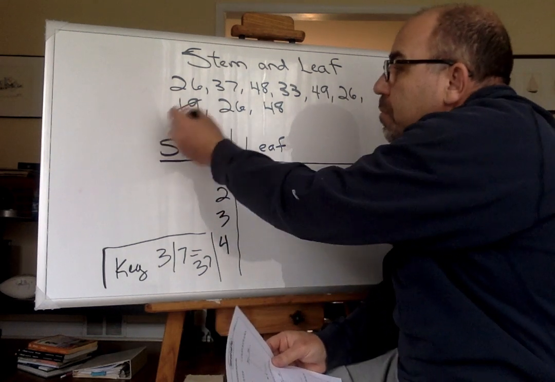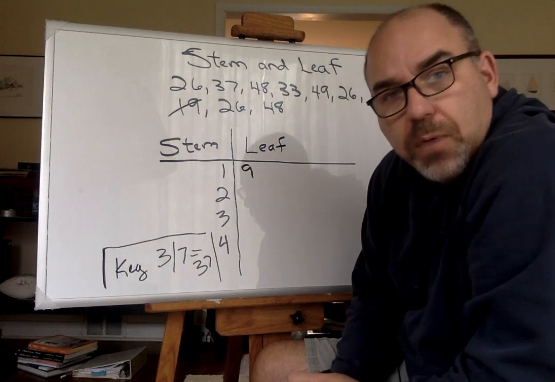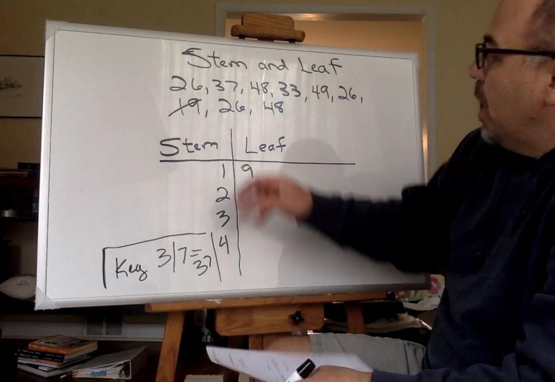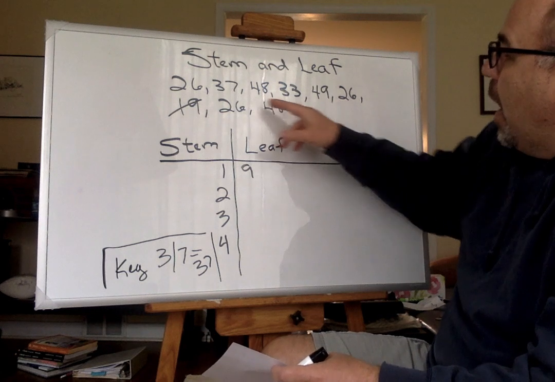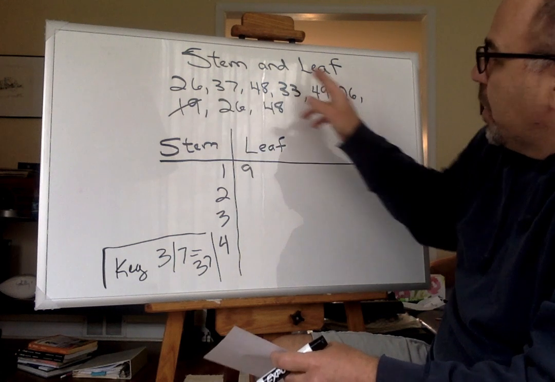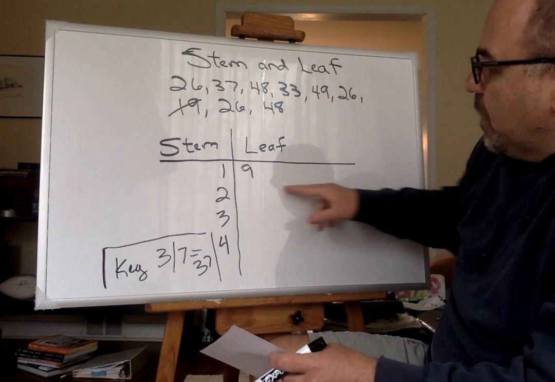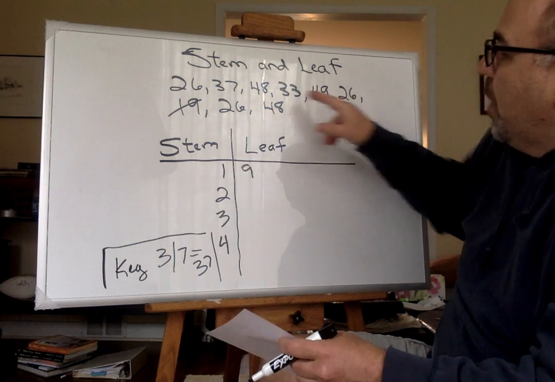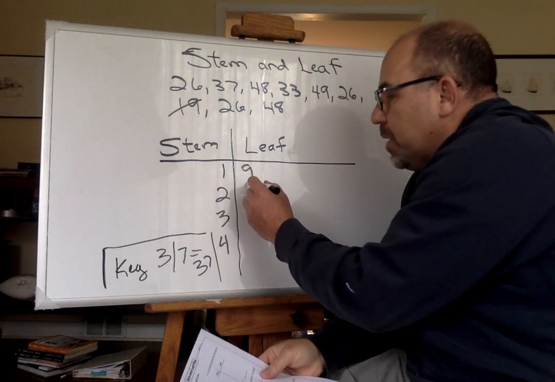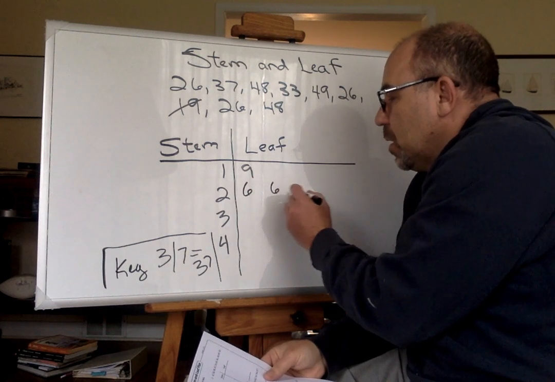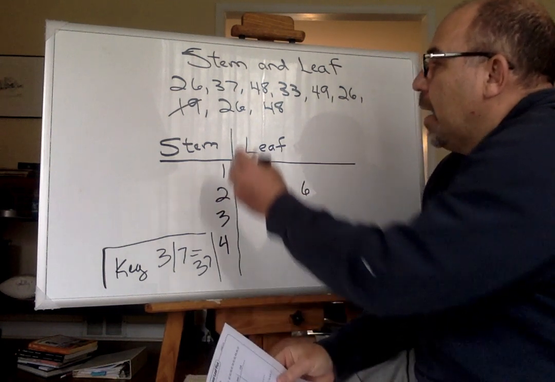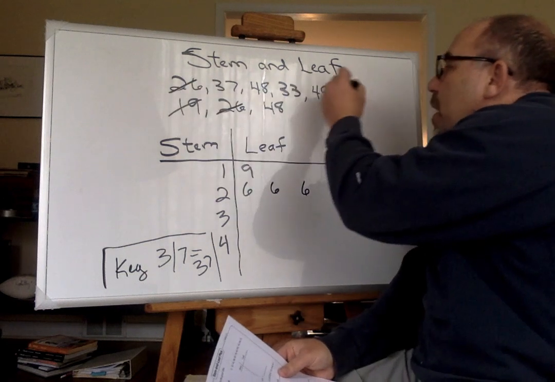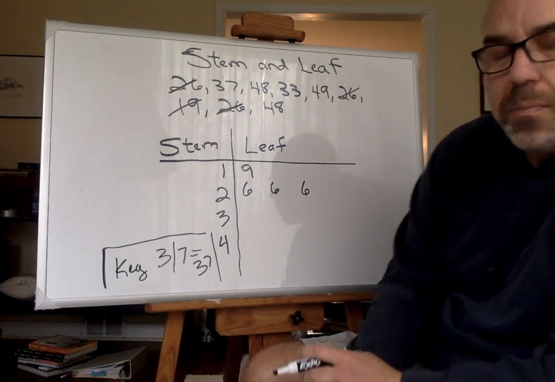Now I'm going to put a line through that so I know that I used it. Now I look for my 20s, and I want to put these in order from least to greatest. In this case, all my 20s are the same number, so I'm going to write 6 three times to represent each one of the 26s.